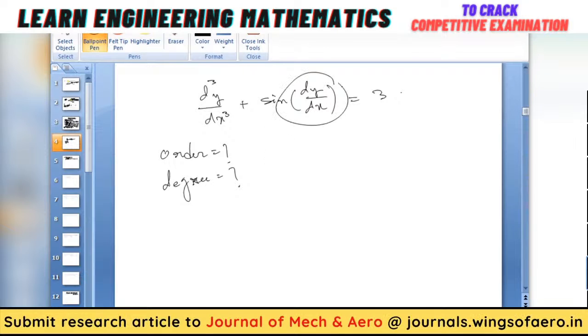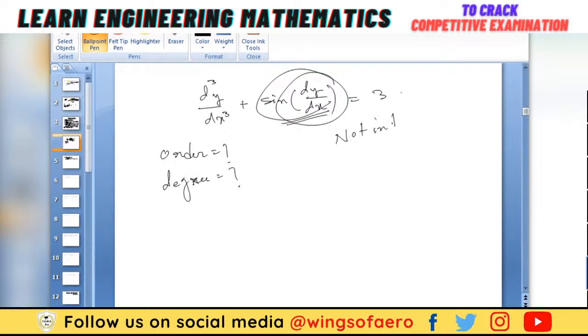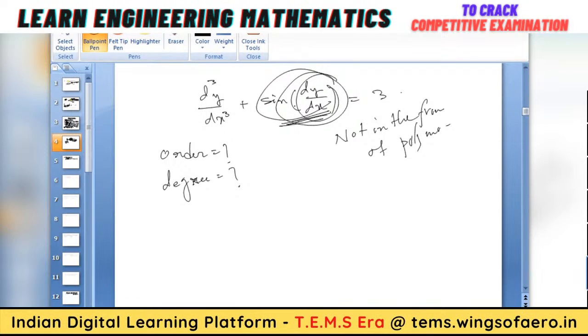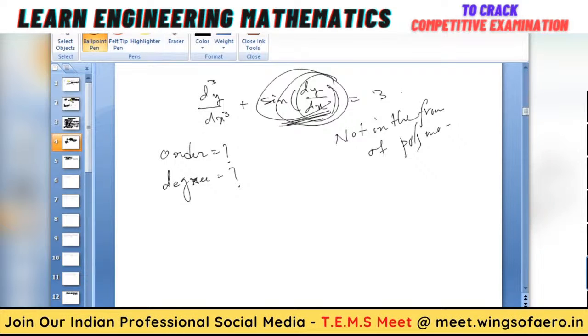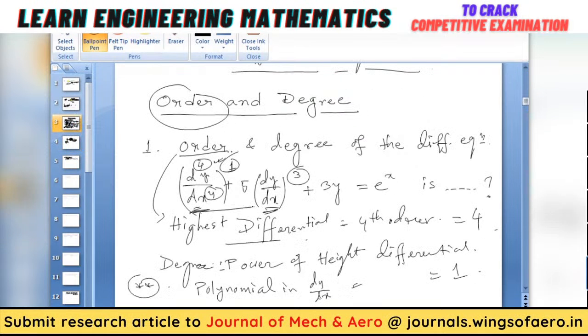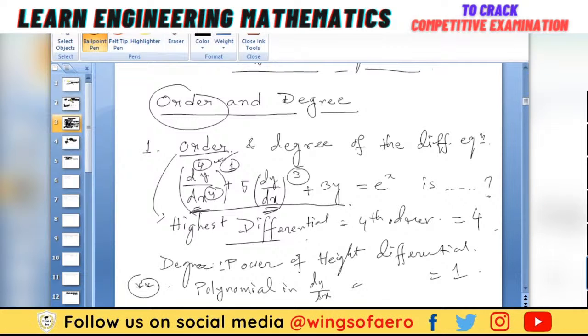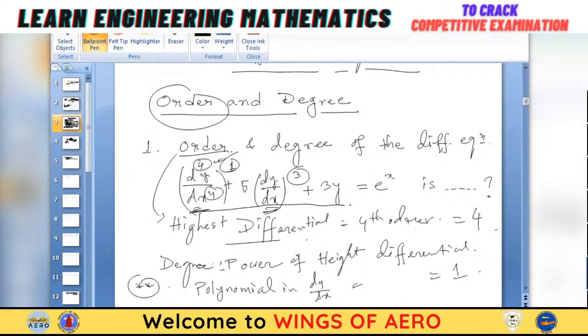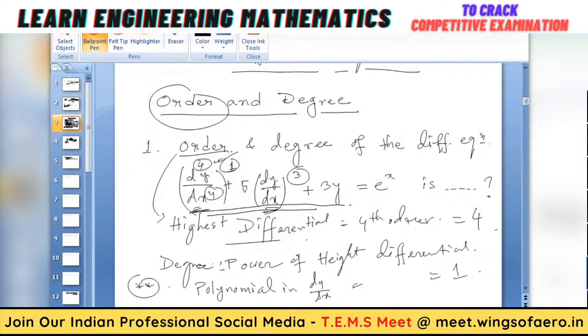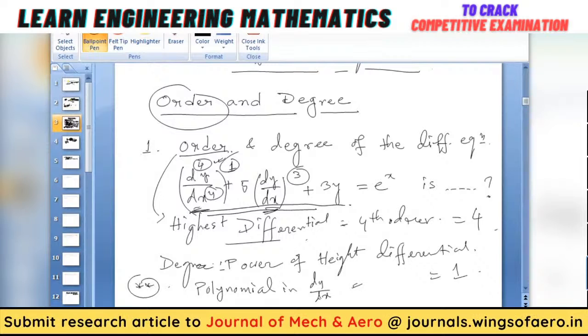Again, I told you, look at this. This is not in the form of polynomial. Sine of dy/dx, it means it is the trigonometric form of dy/dx function. But look at this one, this is not a trigonometric or exponential function, nothing else is there. You can only find the degree of the differential equation if it is in polynomial form, that is, only dy/dx is there. If there is sine of dy/dx or cos of dy/dx, then you can't find any kind of degree of that equation.